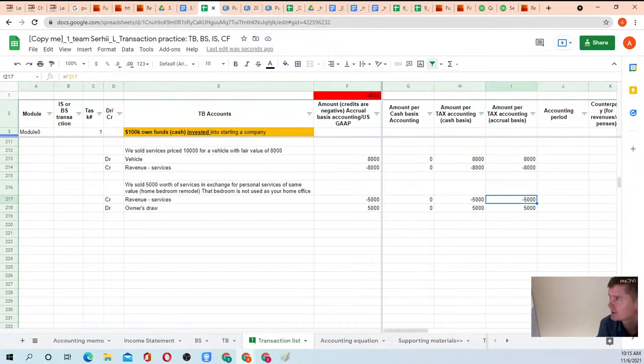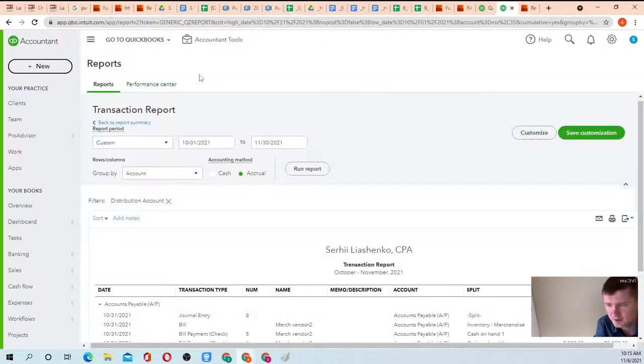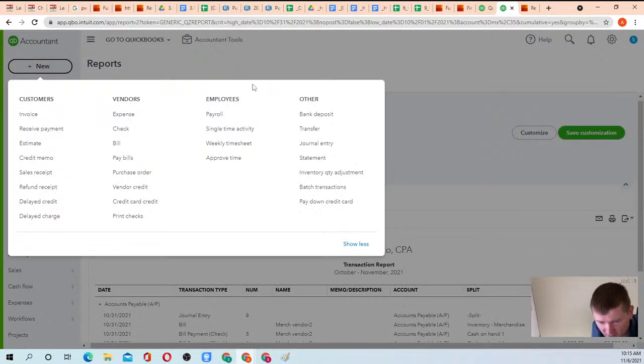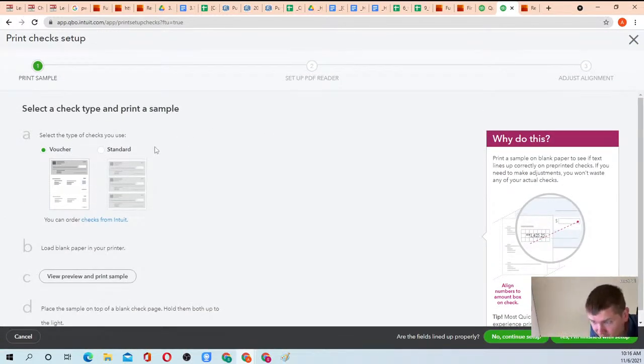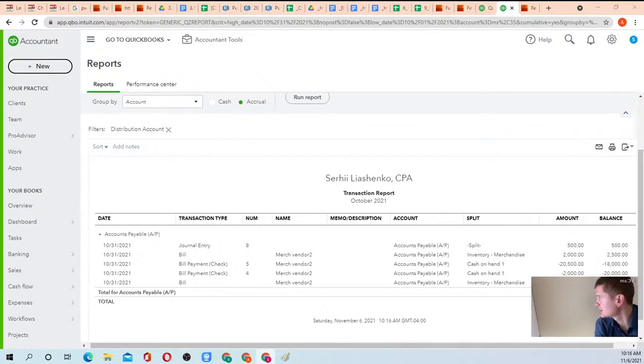Let's try to do that in QuickBooks. Owner draw in QuickBooks. Let's see what options we have here. We have bank deposit, transfer, pay down credit, print checks. Okay, we can probably use print checks. No, that sounds complicated. Let me consult with QuickBooks help for a second.